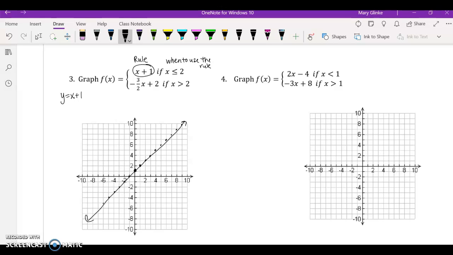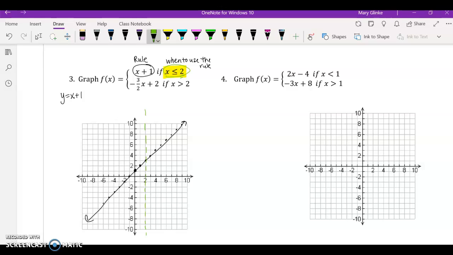So what we're going to do here is say we want this line, but we don't want all of it. We only want a portion of it. To figure out which portion, you have to look at when to use this rule. When I see x is less than 2, my x value I'm looking at is 2. This is my boundary. I'm going to chop my graph right here.